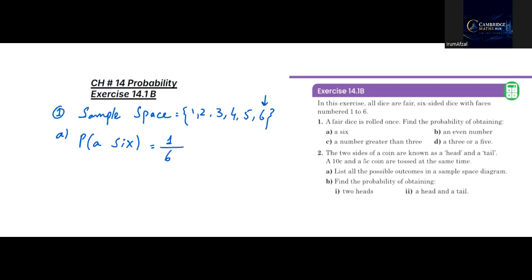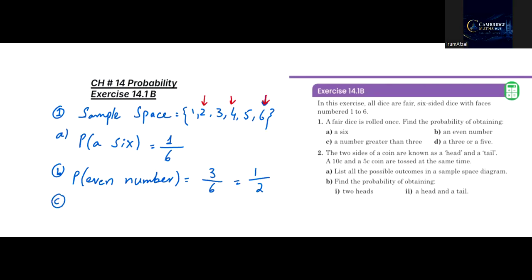Part B: we need to find the probability of an even number. How many even numbers are there? We have 2, 4, and 6. So 3 possible outcomes for getting an even number, out of a total of 6. This can be simplified: 3 times 1 and 3 times 2 gives 1 over 2 as the probability of getting an even number. Similarly, the probability of an odd number will also be 1 over 2.